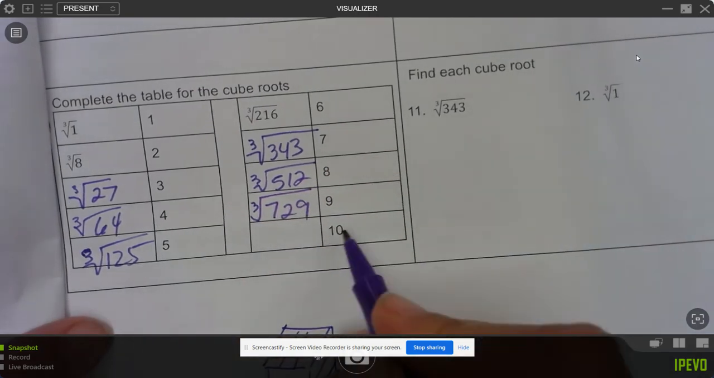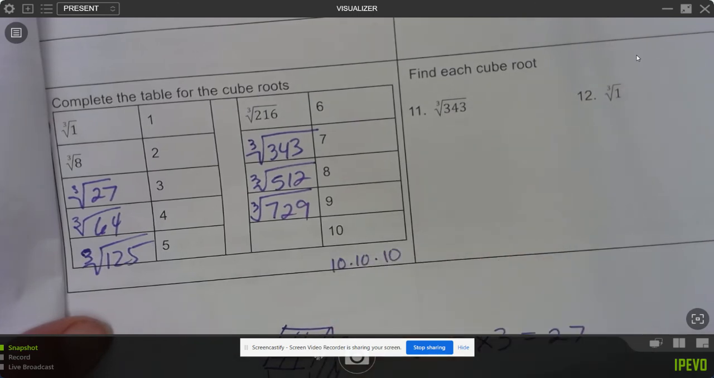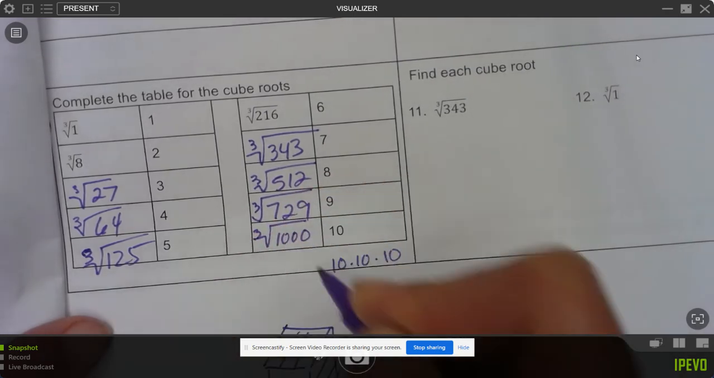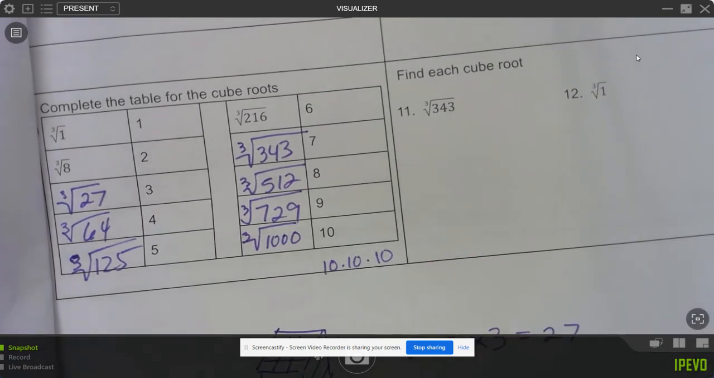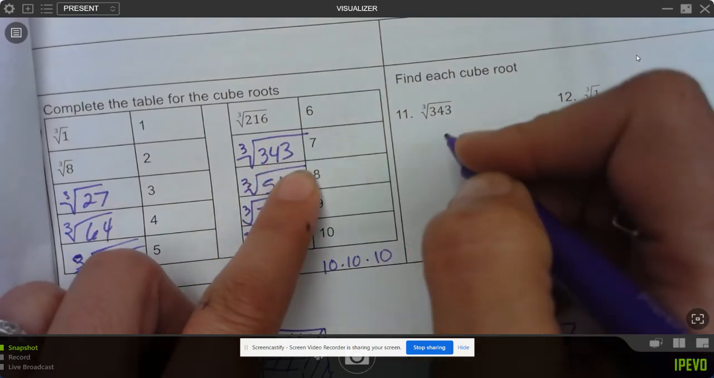Let's try this one on your own real fast. What would be 10 times 10 times 10? Did you get it right? It would be 1,000. Okay, so if you have one of these, you're just going to kind of look back at your chart. And so the cube root of 343 is 7.